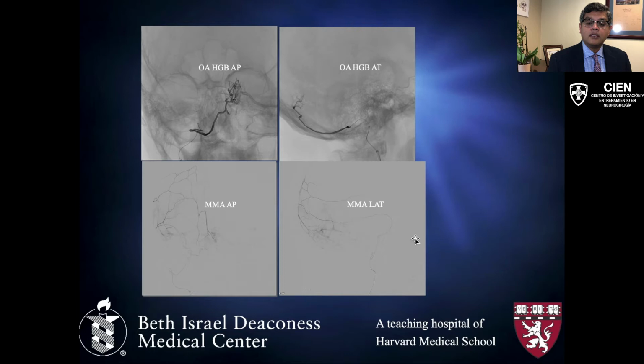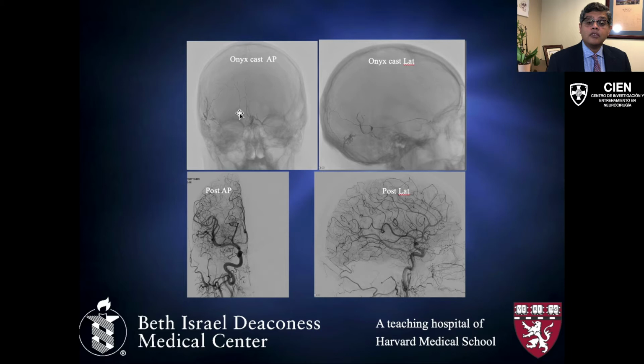But we were able to get into this branch and then inject the onyx, which eventually resulted in complete obliteration of it. And so this is the final image. You can see the middle meningeal artery embolization, which is a fine branch here. This was the branch of the occipital artery here. And you can see there is no more contralateral drainage. So we were able to take care of the problem, again, through the middle meningeal artery.